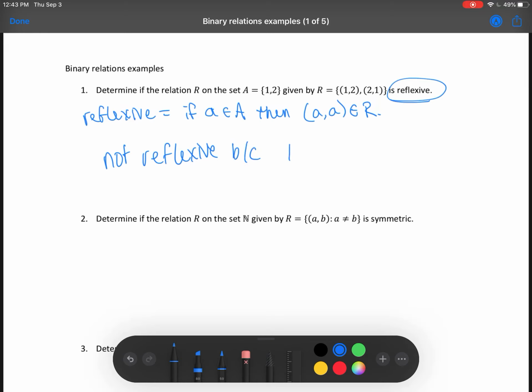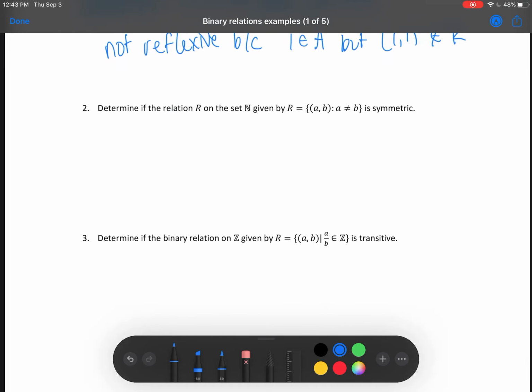We would say that's because 1 is an element of the set A, but the ordered pair (1, 1) is not an element of our relation. That's also true for 2, right? The ordered pair (2, 2) is not an element of our relation, so that means that relation is definitely not reflexive. All right, moving on to our next example.